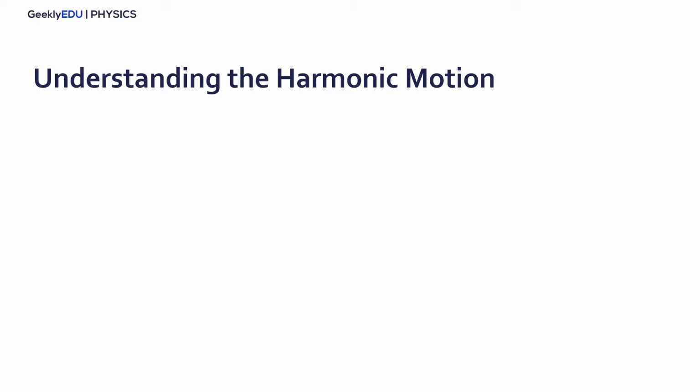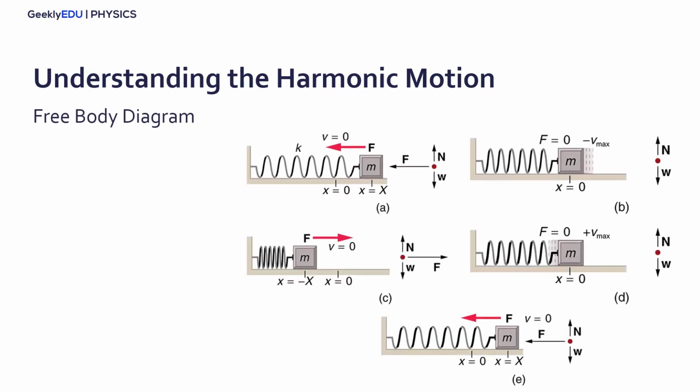Okay, so let's first understand harmonic motion. So what is harmonic motion? Let's take this free body diagram here. Imagine we have this cube with a certain mass that's attached to this spring, and the spring is attached to a wall, for example. The spring has this elastic constant, k, and we have the mass.